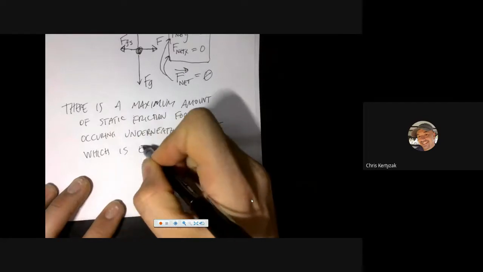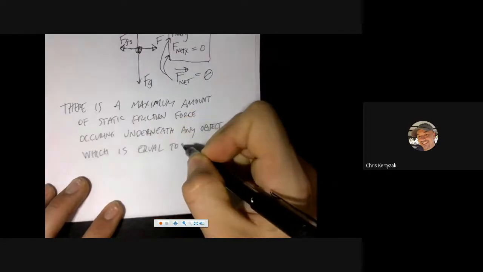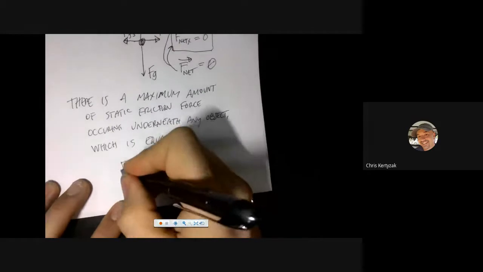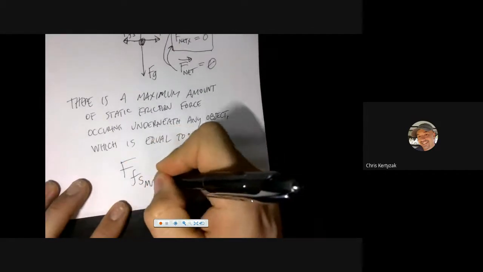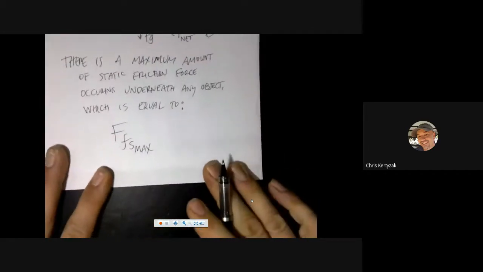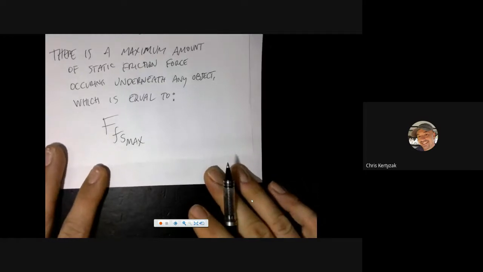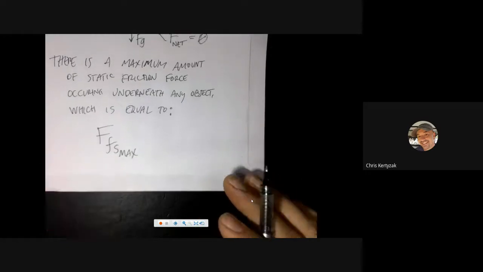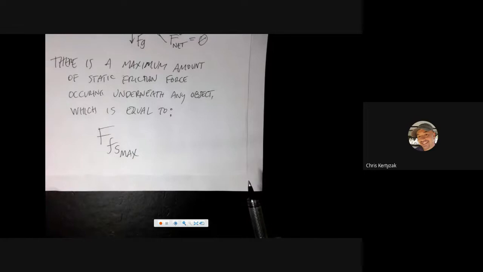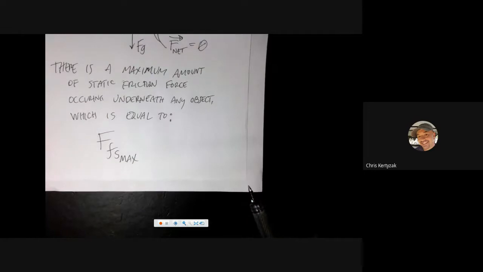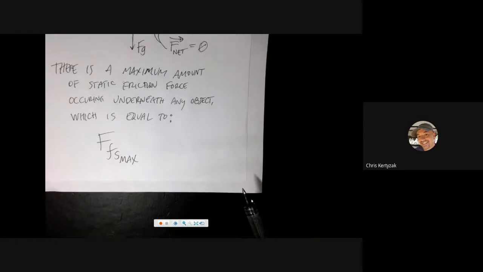Which is equal to, so we usually use all of those notations, F_s,max. The force of static friction, but the maximum force of static friction. It's something you have to be stronger than if you want to make it move.